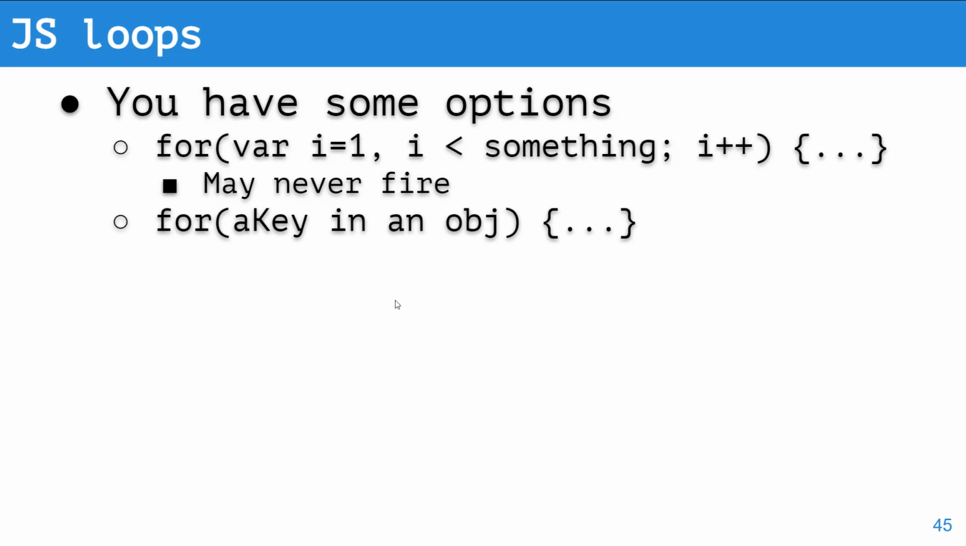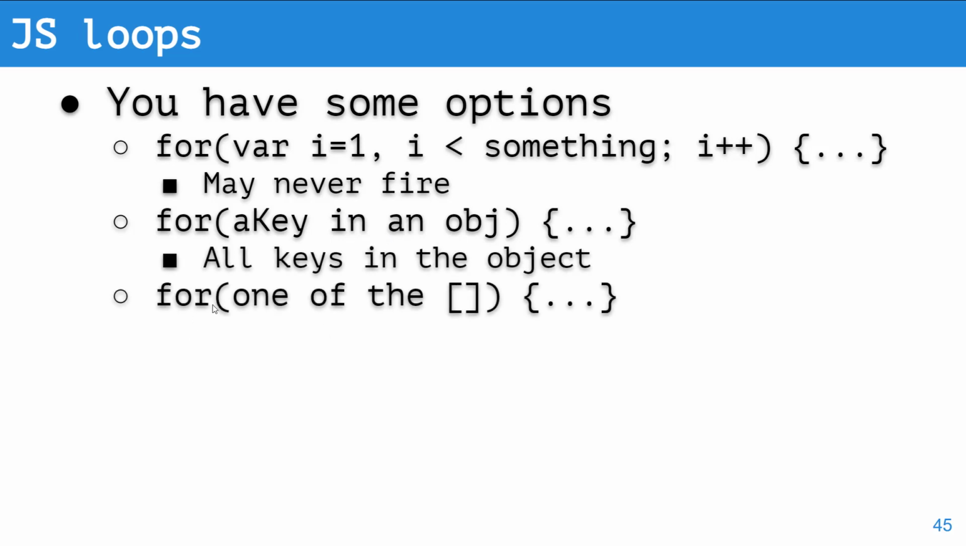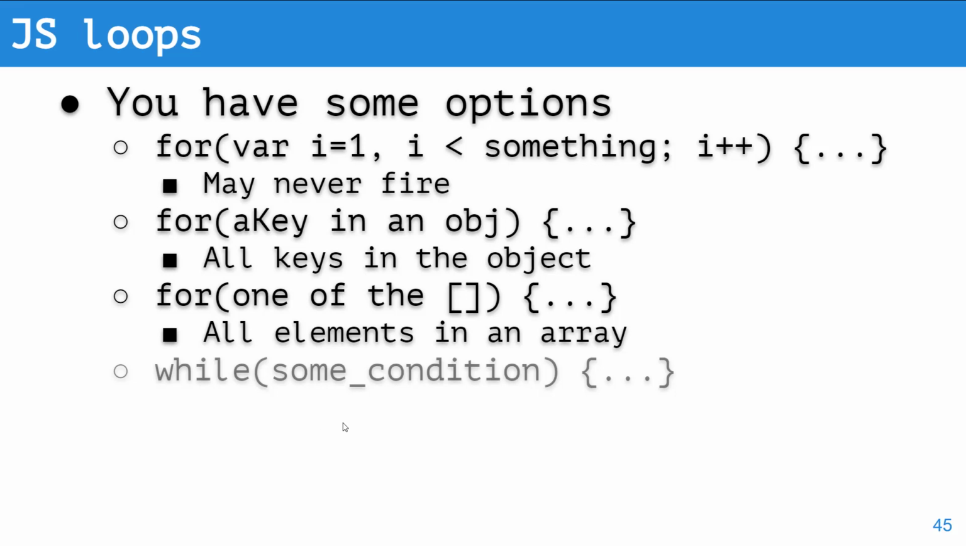It could be for a key in an object. The keyword in is about objects: for every key in the object, do something. And there is also for one of the many. So for one of the elements in the array. The of is really about arrays. So if you need to cycle through all the elements in the array, it's good for that. There is a while loop as well. It's also a pre-test condition loop. All the fors are pre-test. The while is a pre-test. The conditions are tested first because these things can be empty. So the code in all of those may never fire.